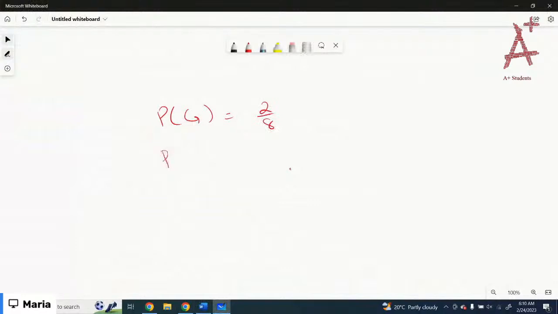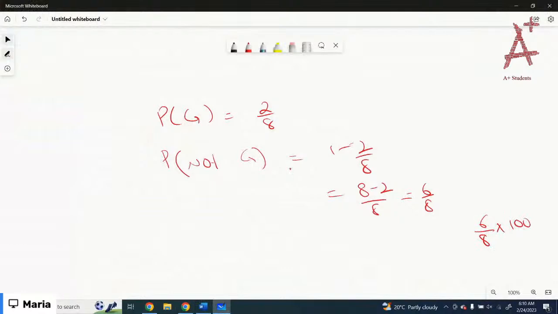So the probability of not green is 1 minus 2 over 8. So it is 8 minus 2 over 8, which is 6 over 8. So multiply 6 over 8 by 100. Got it? So 2 times 3 is 6, 2 times 4 is 8. 4 times 25 is 100, and 25 times 3 is 75%. That means 75% of the cards are not green. Got it? So it is 75%.